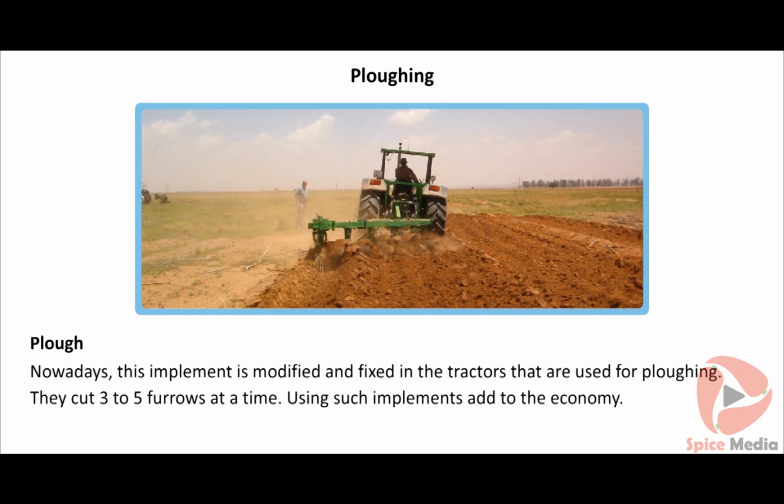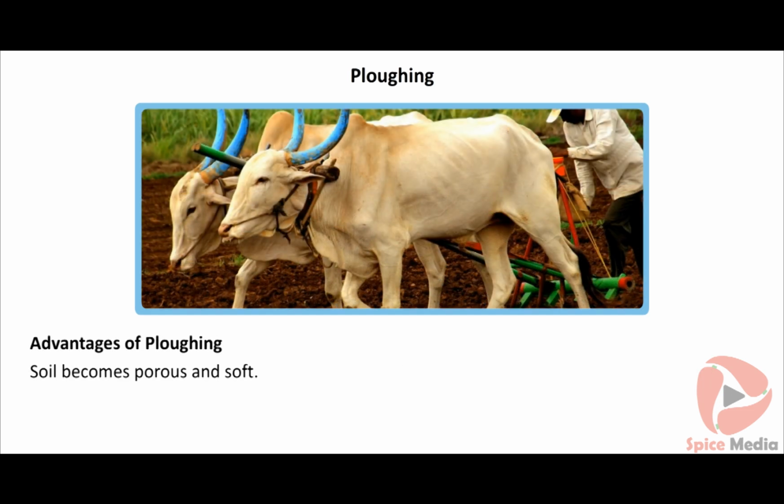Nowadays, this implement is modified and fixed in the tractors that are used for ploughing. They cut 3 to 5 furrows at a time. Using such implements adds to the economy. Ploughing has many advantages. Here are a few.